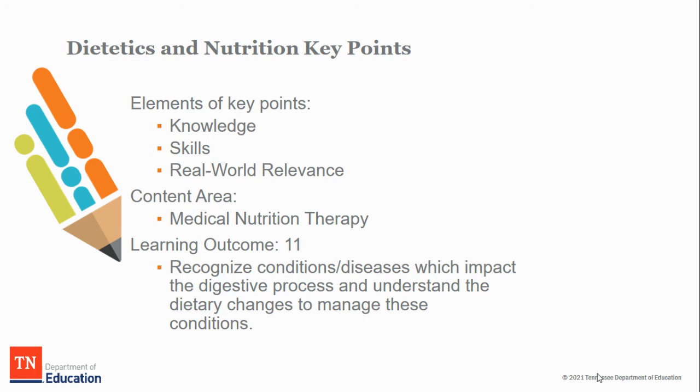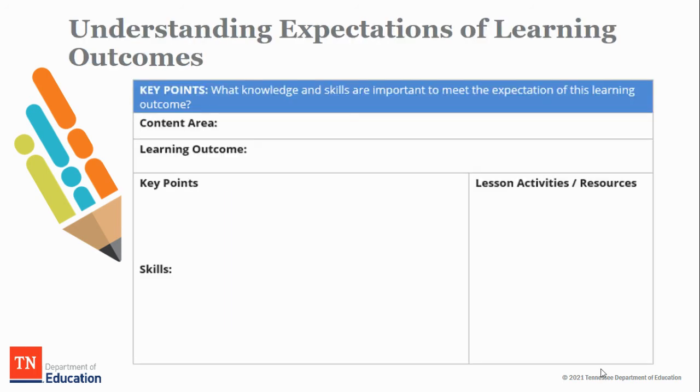So what I want you to do for this next assessment is I want you to complete this information. You can set it up using content area, learning outcomes, key points and skills, and then just brainstorm and add some lessons and activities that you would include for your students to do.